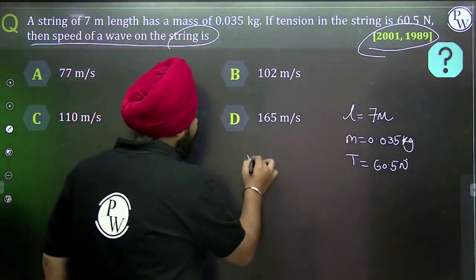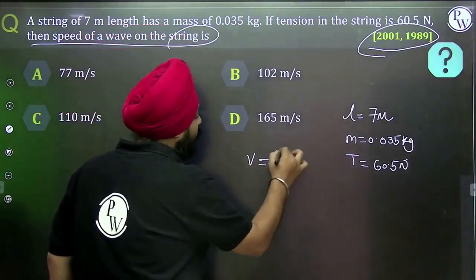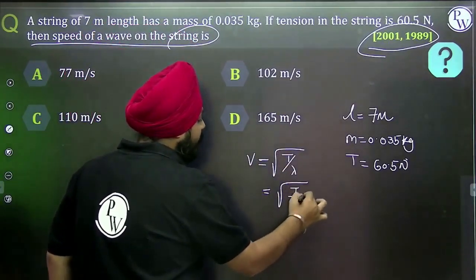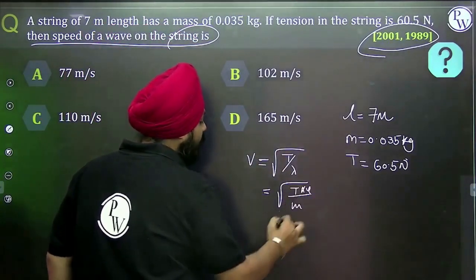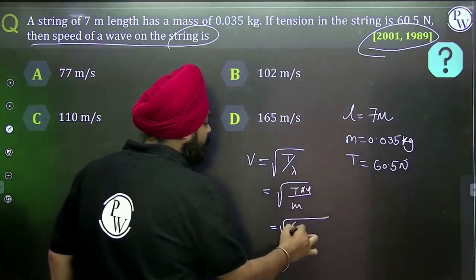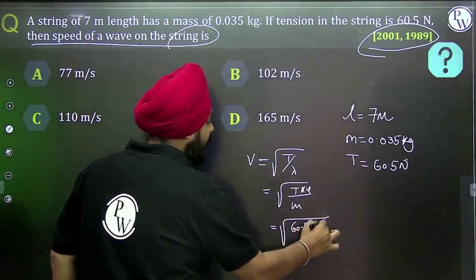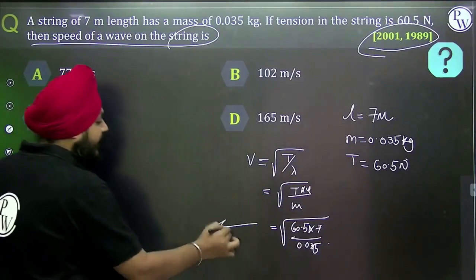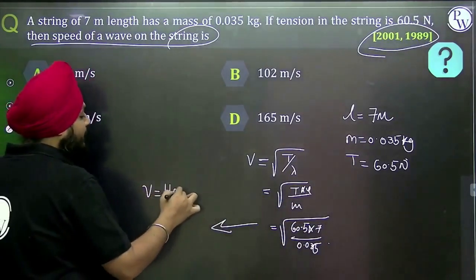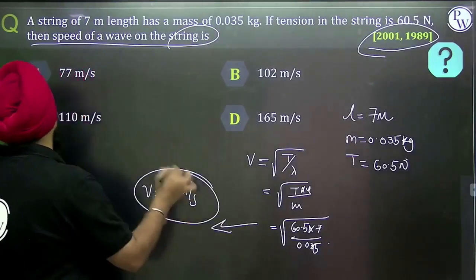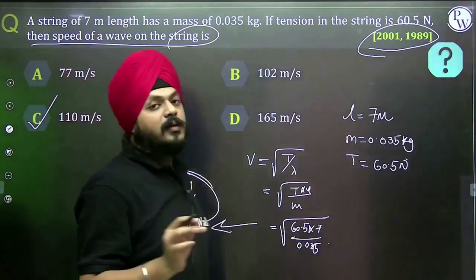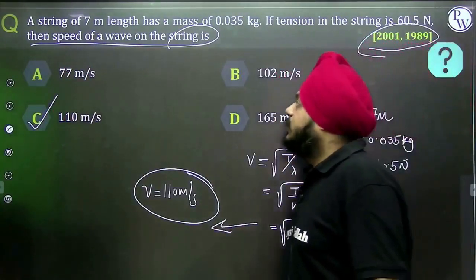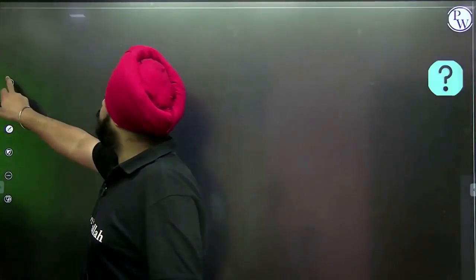Now we have the direct formula for the speed of the wave, which is the square root of T by mu, where mu is the mass per unit length. Replacing all of those values, 60.5 into the length 7, whole divided by 0.035, we get the speed of the wave as 1110 meter per second. C is the perfect answer for this specific question, direct. Now let's move on to the next question.